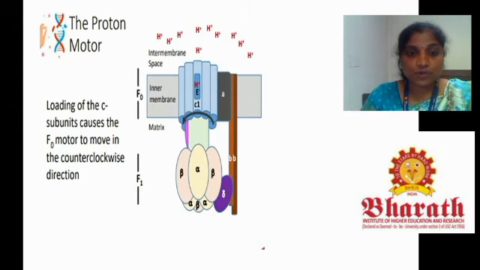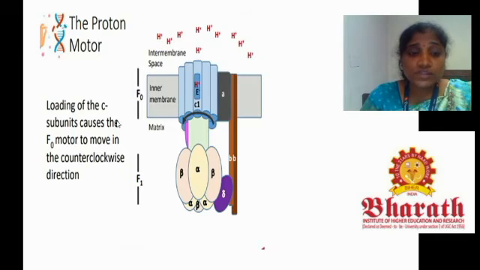So this is the proton motor, and this is the loading of the C subunit. This diagram shows how the H+ ions are loaded. The C subunits are loaded with the H+ ions, and the ions are transferred from one side of the membrane to the other.